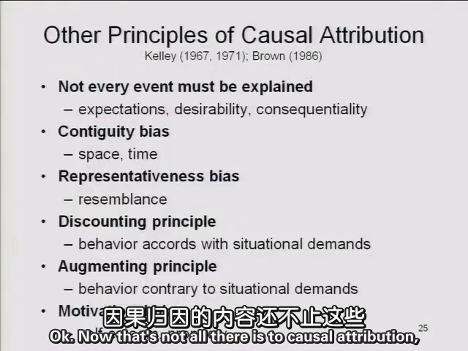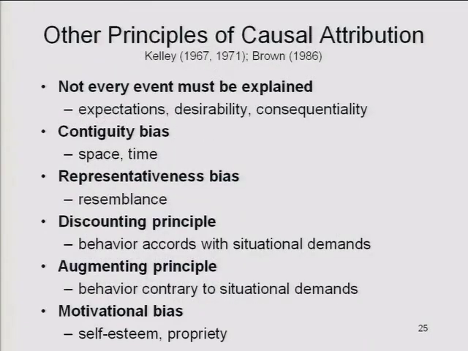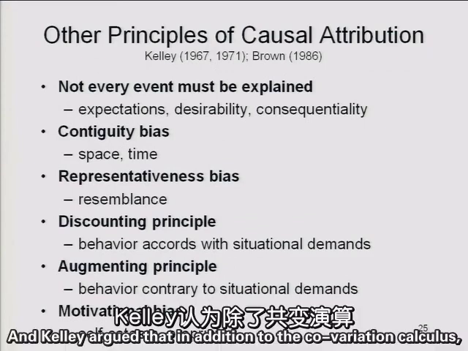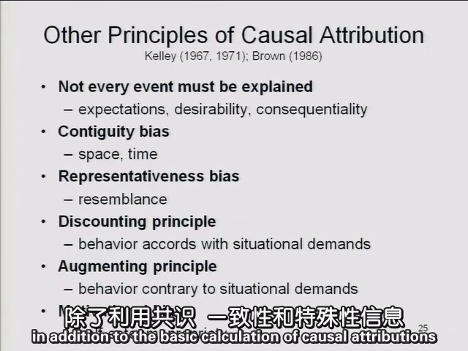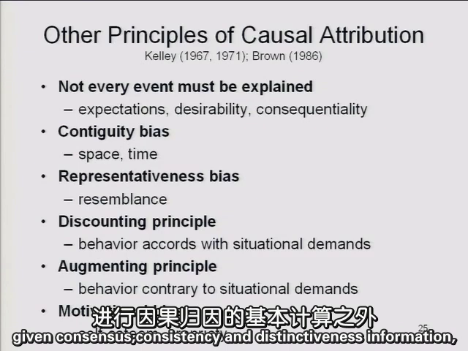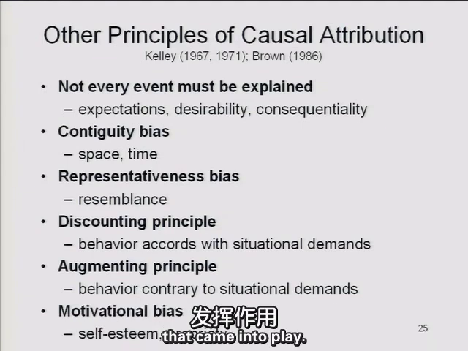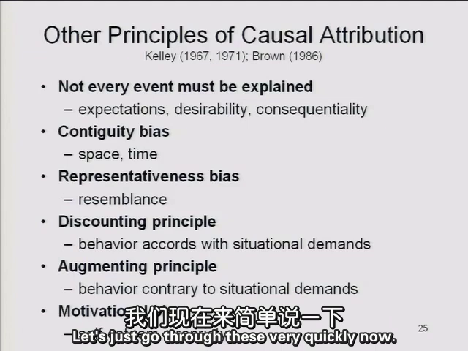Now, that's not all there is to causal attribution. There's a lot more to it than that, even in this traditional framework. Kelly argued that in addition to the covariation calculus, in addition to the basic calculation of causal attributions given consensus, consistency, and distinctiveness information, there are other kinds of principles of causal attribution that come into play. Let's just go through these very quickly now.